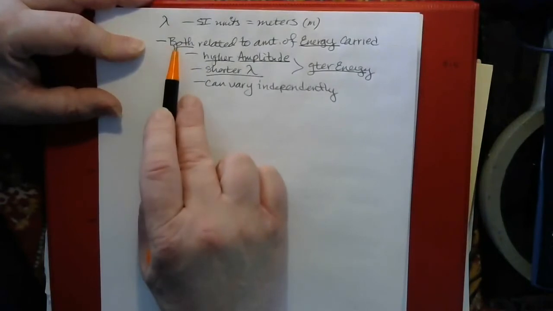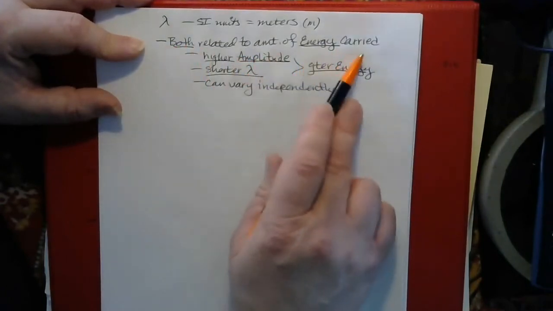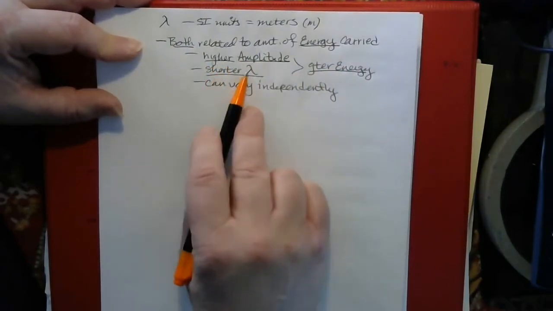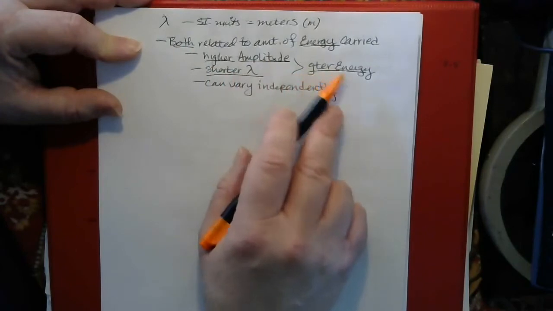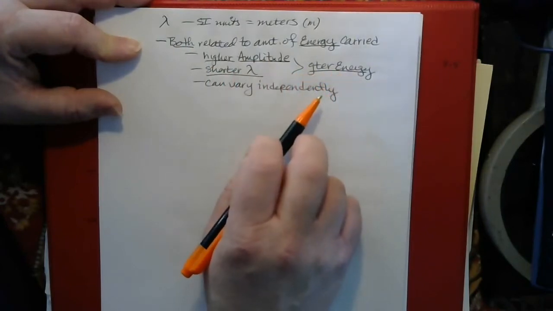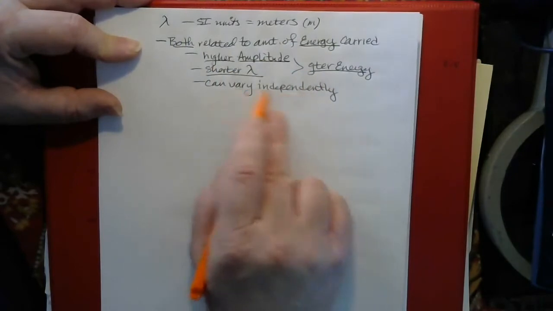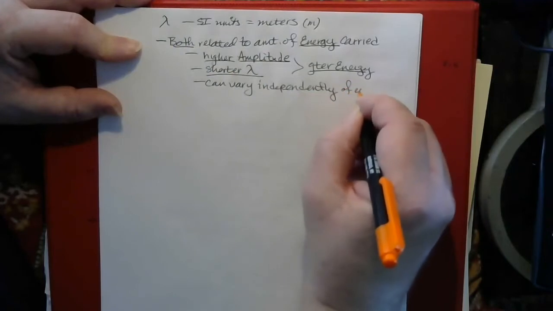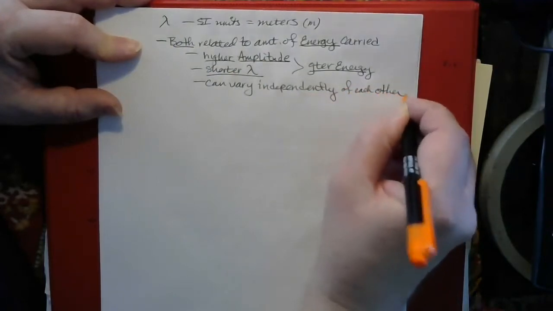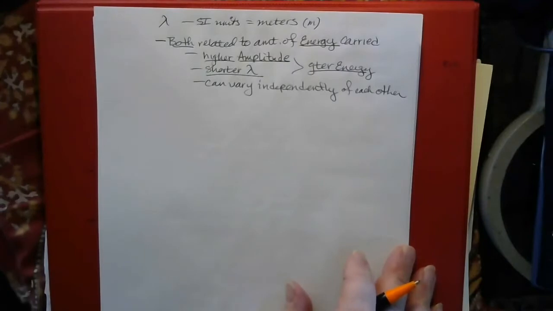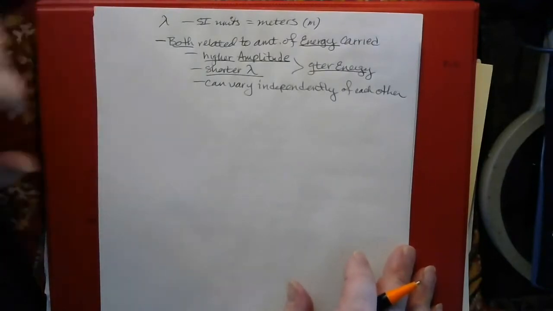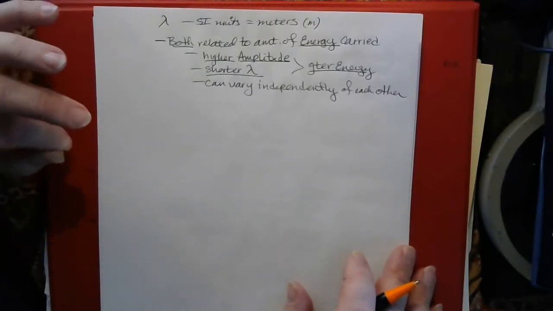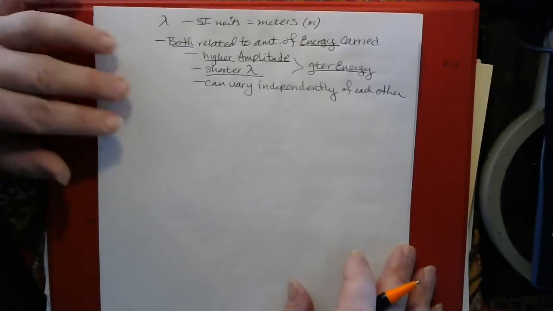Both amplitude and wavelength are related to the amount of energy that's carried by a wave. It turns out that higher amplitude or shorter wavelength both correspond to greater energy. Okay, but the amplitude and wavelength can vary independently of each other. Okay, another way of characterizing waves that does not vary independently from wavelength is frequency.